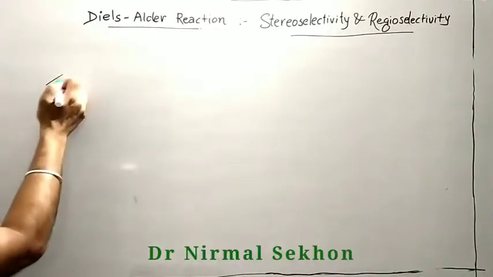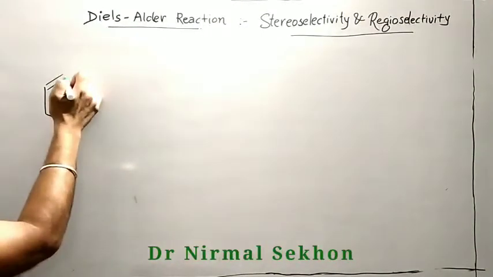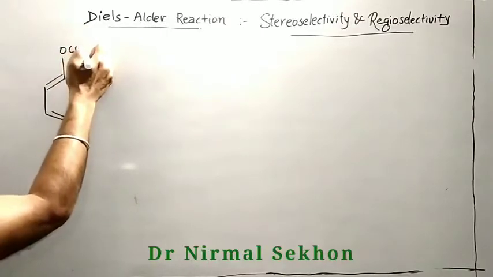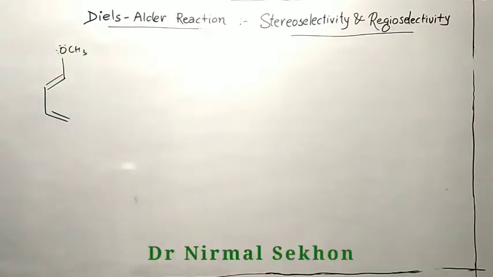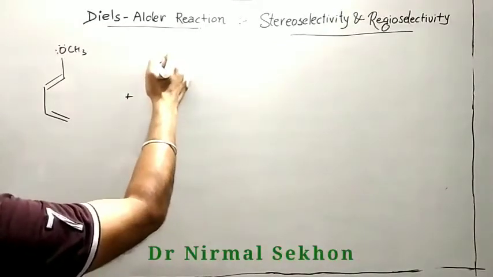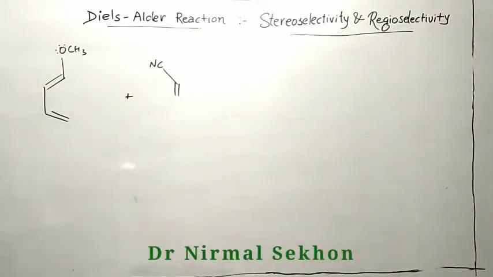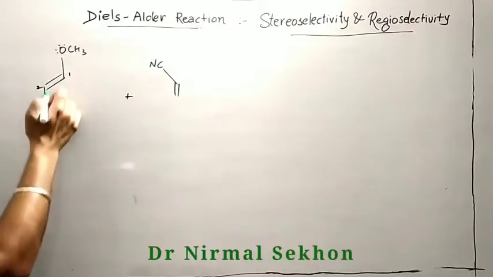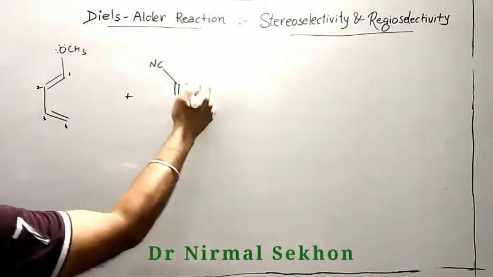So suppose we have this methoxyl group, that is electron donating. That's equivalent to D, as in the previous example. And we are adding it to the double bond with CN. CN is an electron withdrawing group. So now we have 1, 2, 3 and 4, A and B.